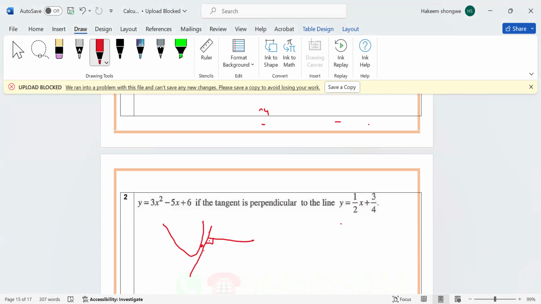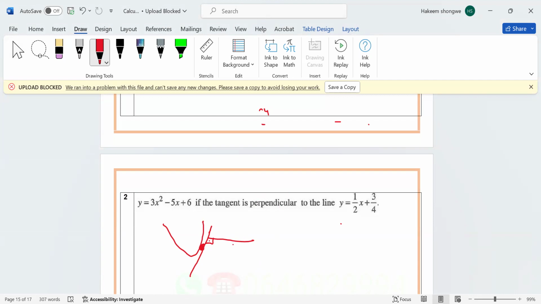So this line is tangential to the graph at the point of contact. The tangent is going to make it easier to find our x. So let's assume the tangent sits like this. So what is going on?